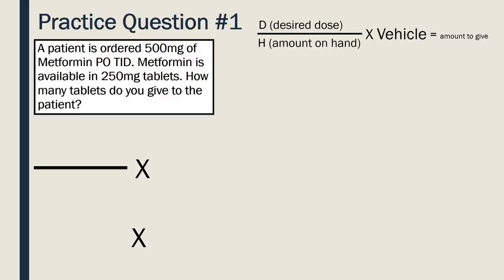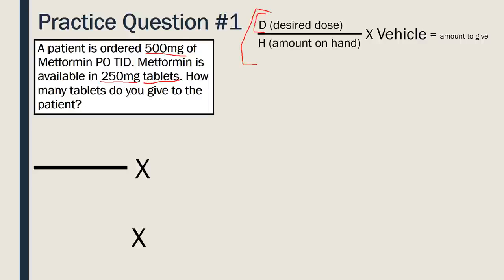So practice question number 1. Patient is ordered 500 milligrams of metformin PO TID. Metformin is available in 250 milligram tablets. How many tablets do you give the patient? And again, some people are going to be able to look at this and immediately know the answer, but we're going to run through how the math works, and then you're going to be able to apply it to any question you get. So what's the first part of our formula we have up here?